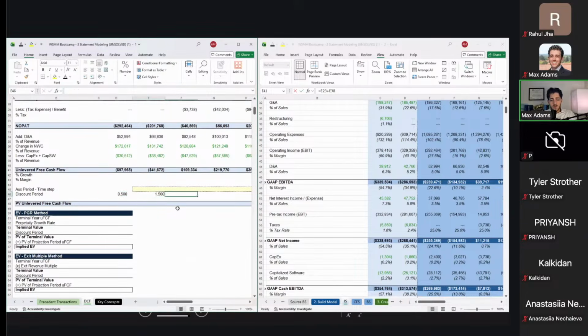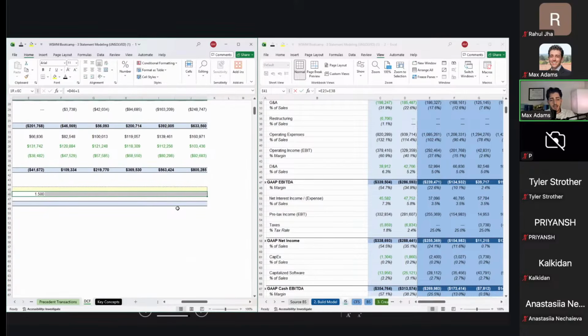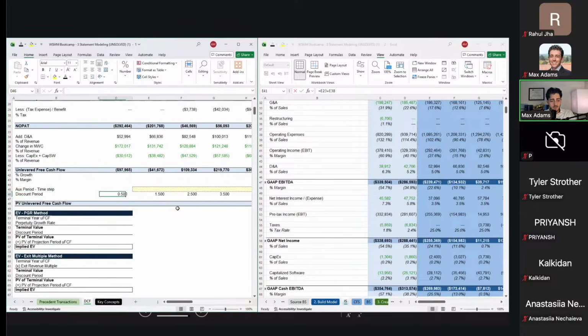Now, does anyone know why I said the discount period is half a year in 2026 as opposed to 1 year? This is a classic DCF question. Why would I use half a year for the discount period in year one? Exactly. Anastasia, do you explain what the mid-year convention is for us?